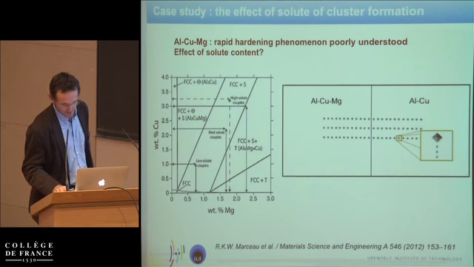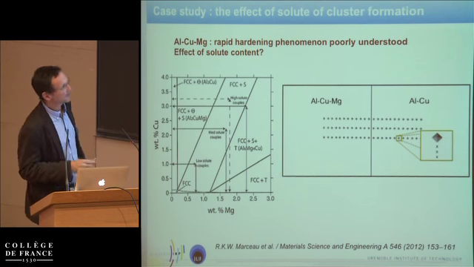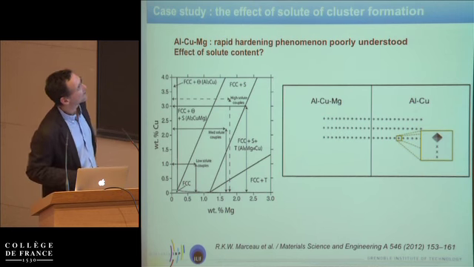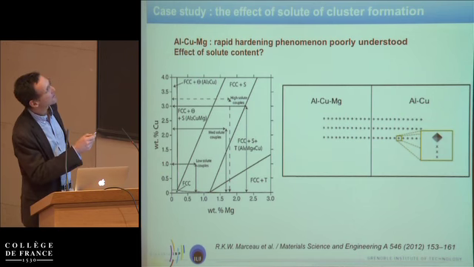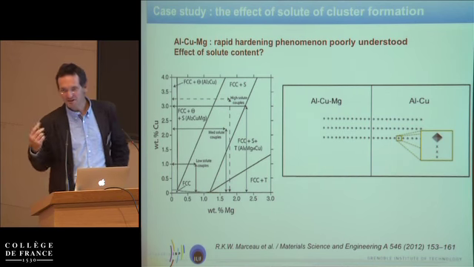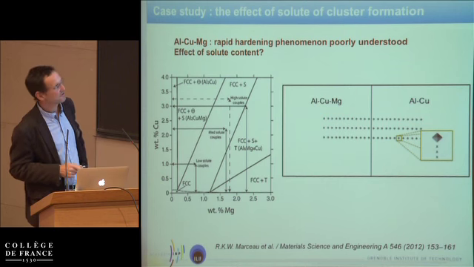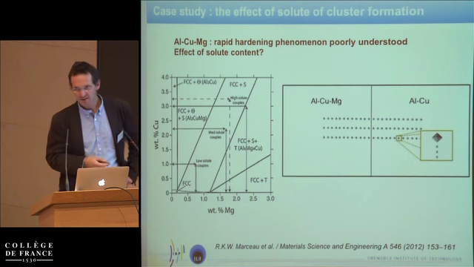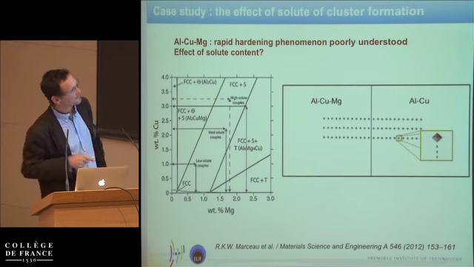Another case about phase transformations, but only watched here through mechanical properties, is about aluminum alloys. So this is also work from Australians. Aluminum, copper, magnesium is the classical duralumin alloy that has been used for 100 years in the aerospace industry. And it has some funny clustering behavior that is called rapid hardening.